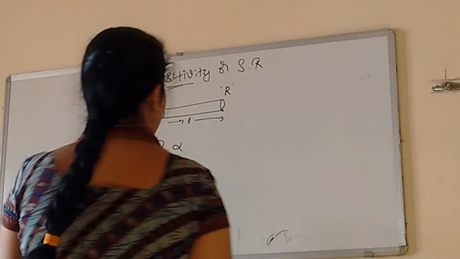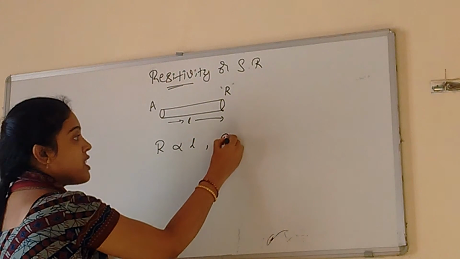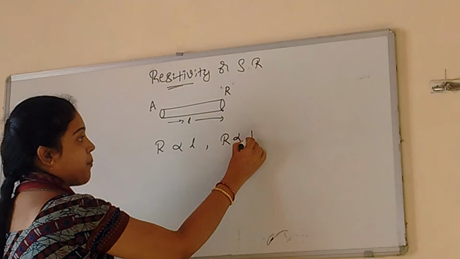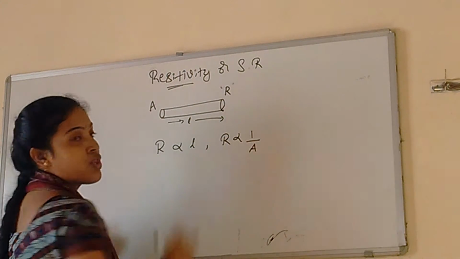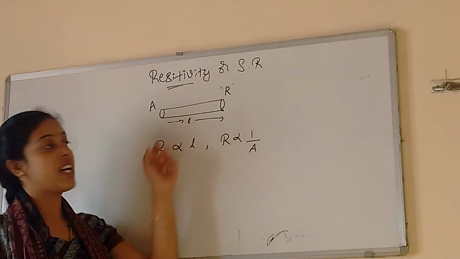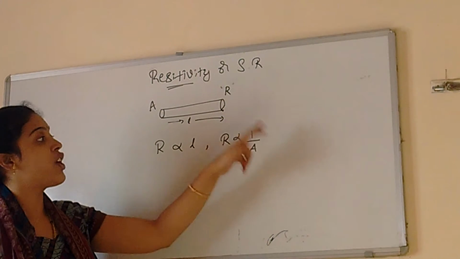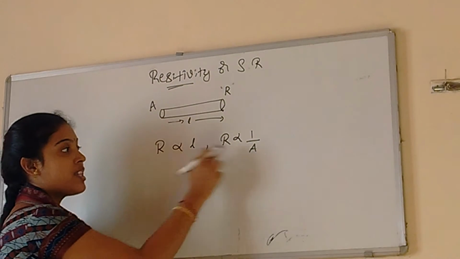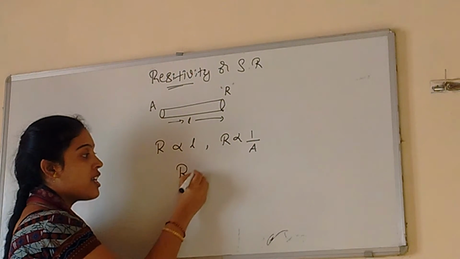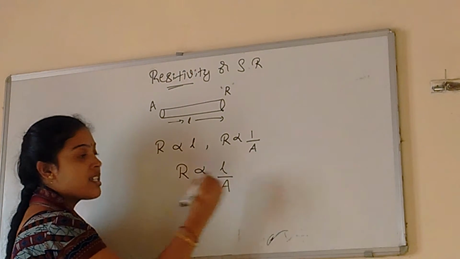Okay. Now at constant temperature, the resistance of a conductor is directly proportional to length and inversely proportional to area. So from this I can write R is directly proportional to L by A. Can I write like this?